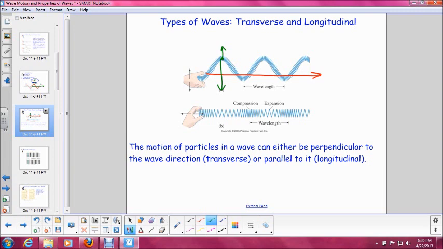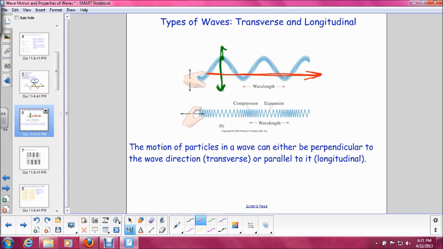So the particles on this slinky at this exact point are going to go down and they're going to go up and they're not going to go over. But the energy in this wave is going to transfer from left to right. That's a transverse wave. A longitudinal wave is where the energy transfer and the particles move in the same direction.